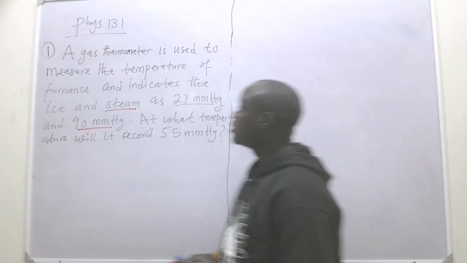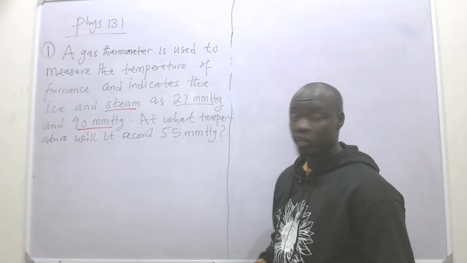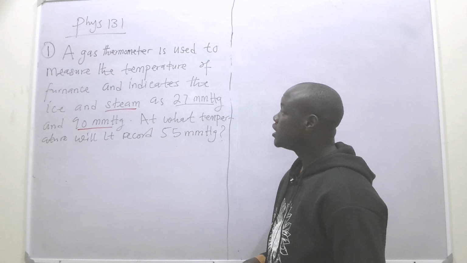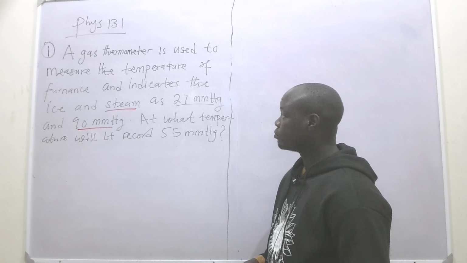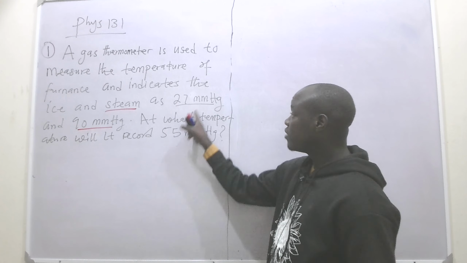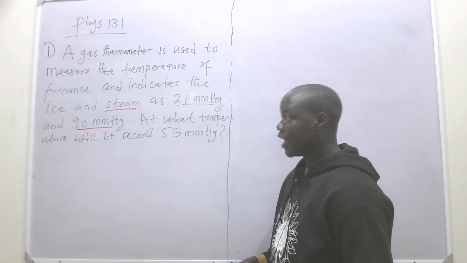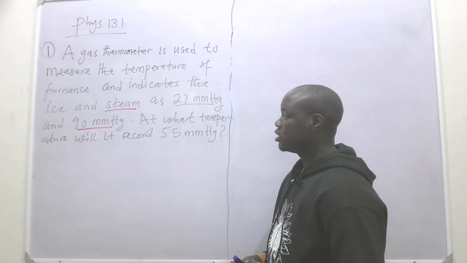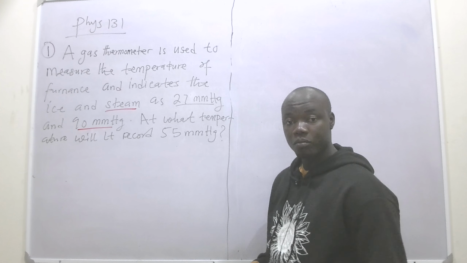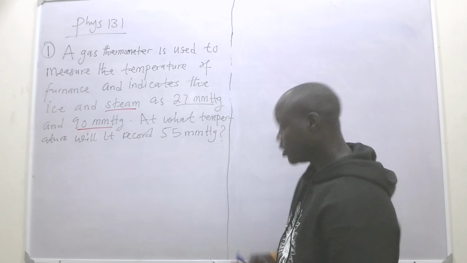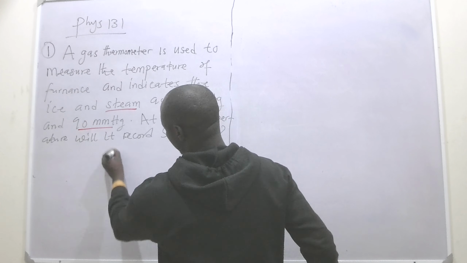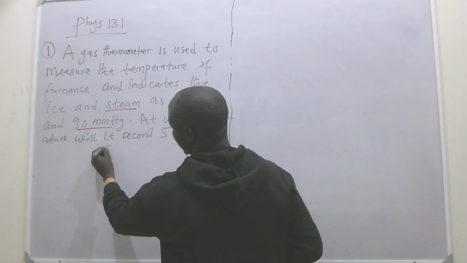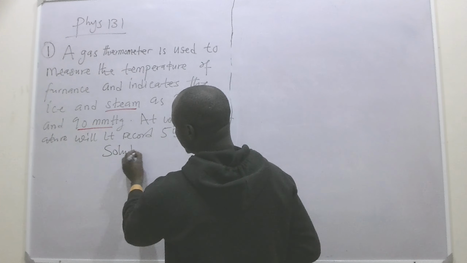So the question says, a gas thermometer is used to measure the temperature of a furnace and indicates the ice and steam points as 27 millimeter mercury and 90 millimeter mercury. Then at what temperature would each record 55 millimeter mercury? So this is actually simple. We are starting with the solution.